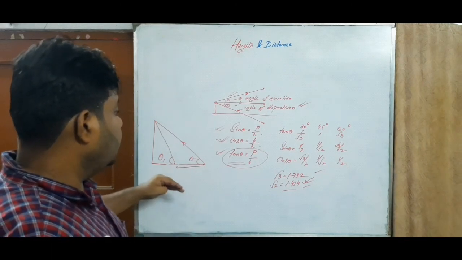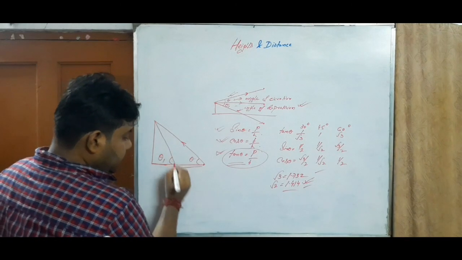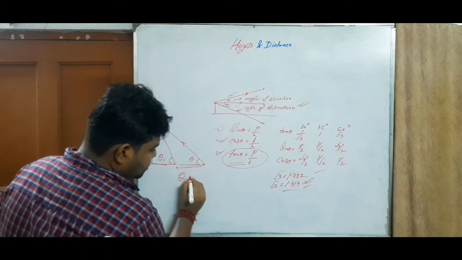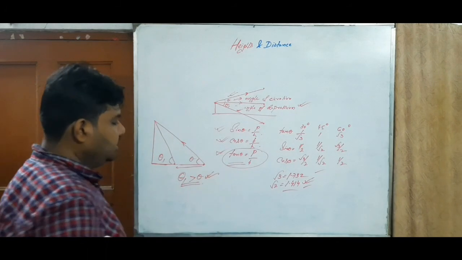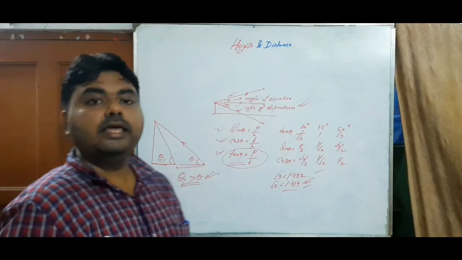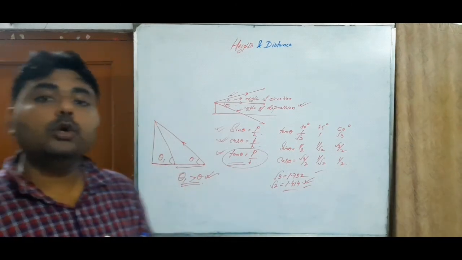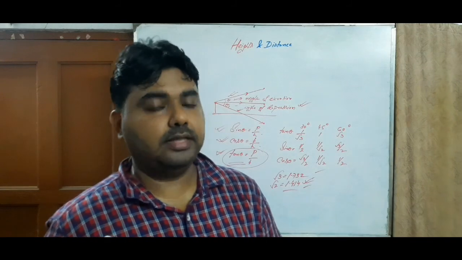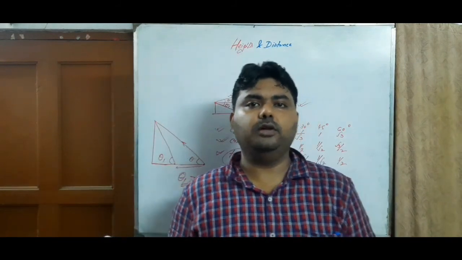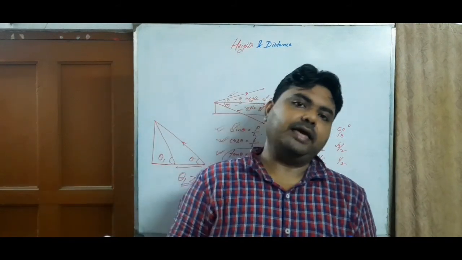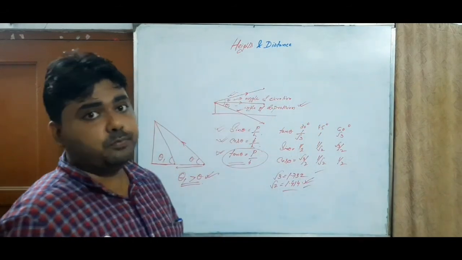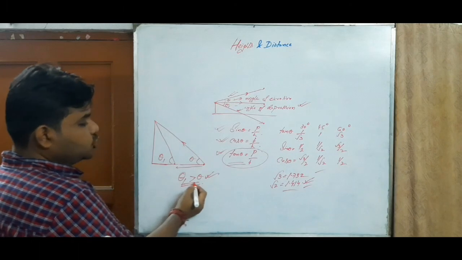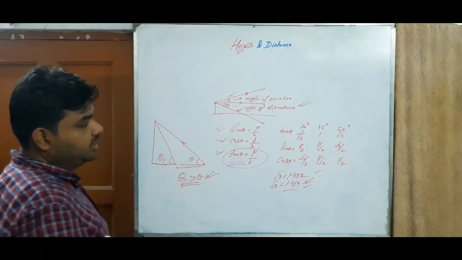Now theta 1 must be greater than theta. So what we can say? We can say that the angle which is closer to the perpendicular is greater than the angle that is farther from it. So this is another most important thing, that theta 1 should be greater than theta.